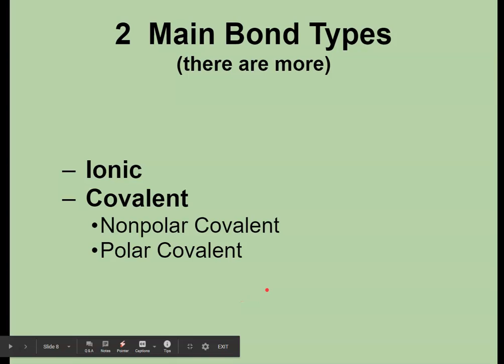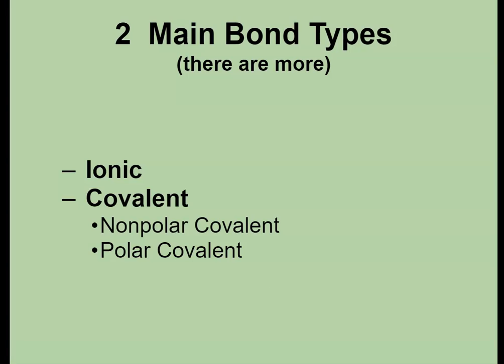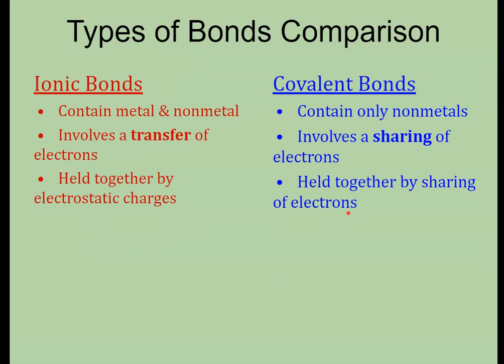Okay, let's talk about our two main types of bonds, ionic and covalent. And then if we determine something is covalent, we then want to classify it as either nonpolar covalent or polar covalent. Here's a little chart to compare the types of bonds. For ionic bonds, these are called ionic bonds because electrons move from one atom to another. And remember, when that happens, an ion forms, and we'll see that in some pictures in just a second.